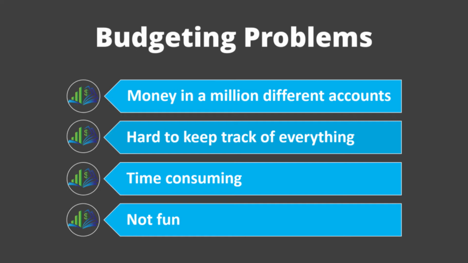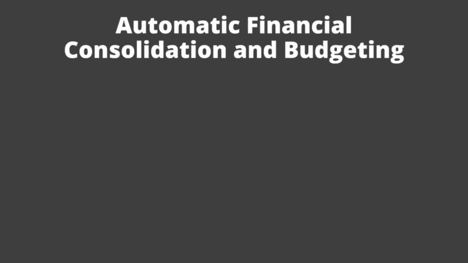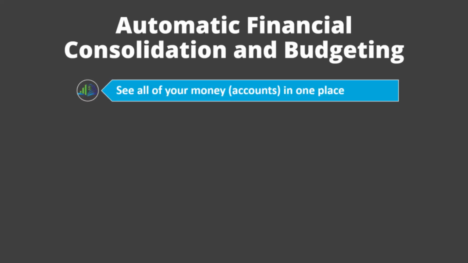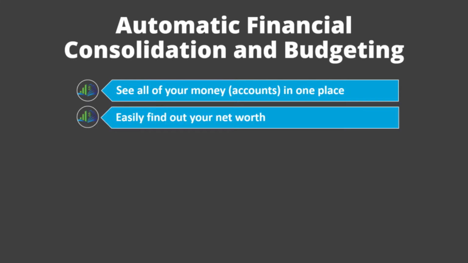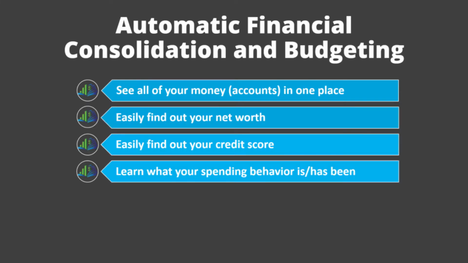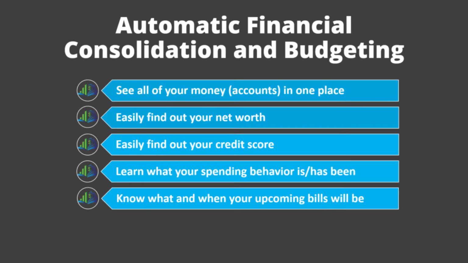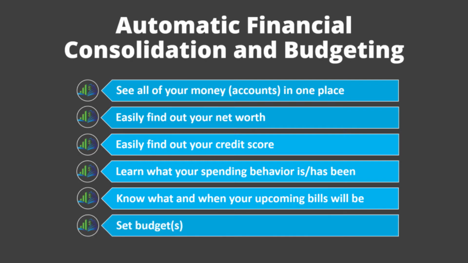So really the way you solve that issue is financial consolidation and budgeting. By being able to see all of your money and accounts in one place, you will have a much better overview of where your money's at, what your net worth is, and even know your credit score, know when your bills are coming, and plan around that kind of stuff, seeing what your spending behavior has been so that you can then plan for the future and set a budget around that.